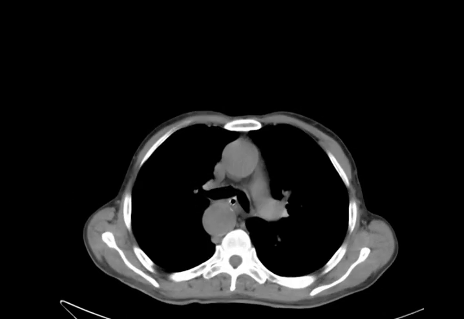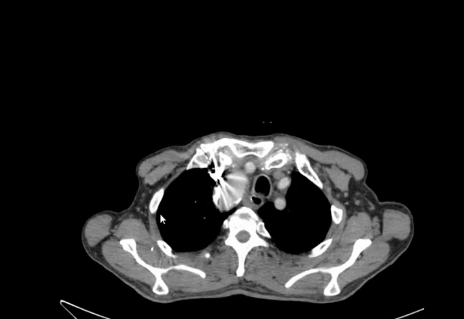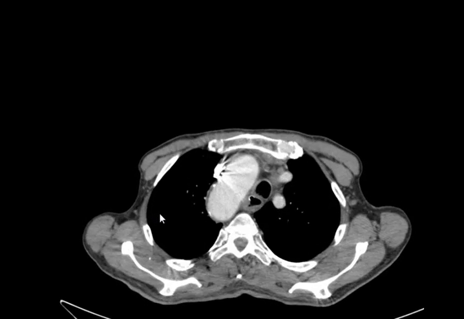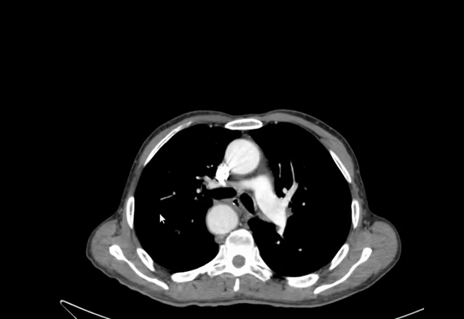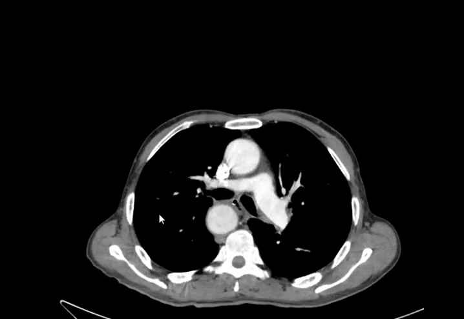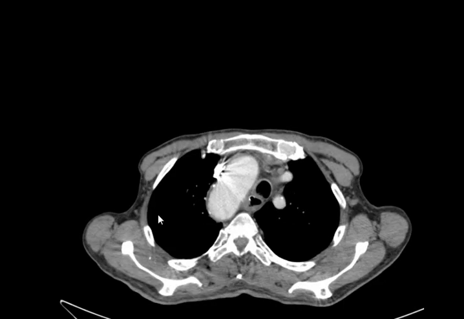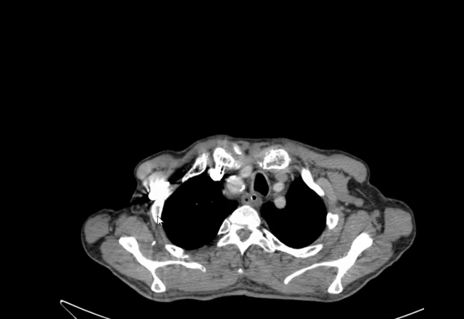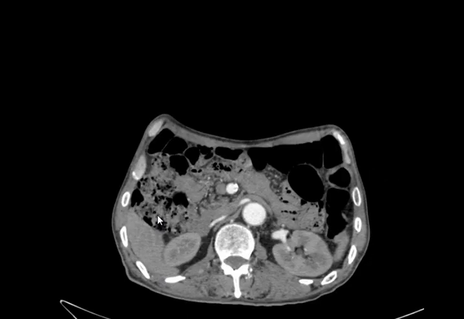Let's see the contrast, maybe we can get more details. So the mass that they saw on the X-ray is basically just a right-sided aortic arch. It's a congenital variant, not normal, but a congenital variant. Good.